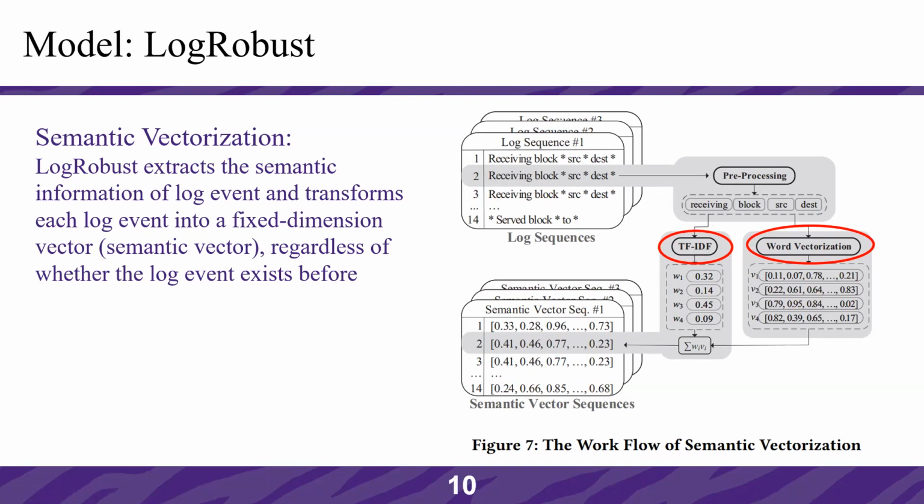Yeah, here is the semantic vectorization. LogRobust extracts the semantic information of log events and transforms each log event into a fixed dimension vector. Here is the example. I can explain it more clearly. The third log event is receiving block and something, and after pre-processing, it contains 4 words, and every single word, after the word vectorization, becomes a fixed dimension vector. And after the TF-IDF, every single word has a respective weight. Then they combine these 4 vectors into a new log event. It's a vector, not a sequence.